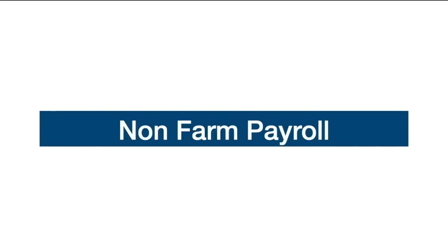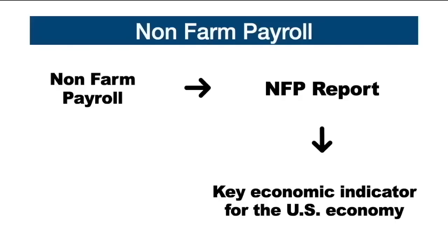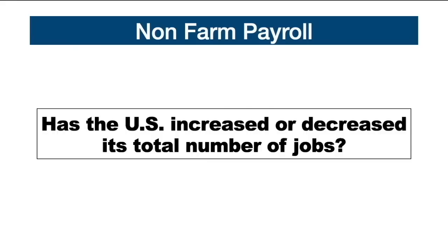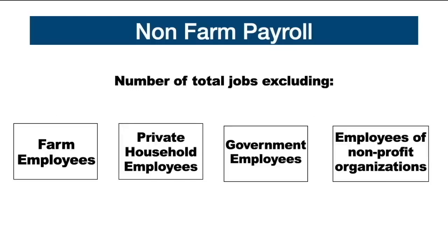The non-farm payroll is also known as the NFP report, and it is a key indicator for the U.S. economy. Non-farm payroll releases a simple data: has the United States increased or decreased its total number of jobs? This data represents the total number of paid U.S. workers of any business, excluding farm employees, private household employees, government employees, and employees of nonprofit organizations.